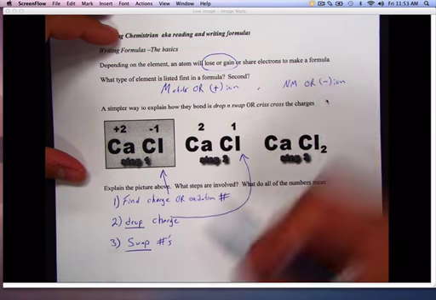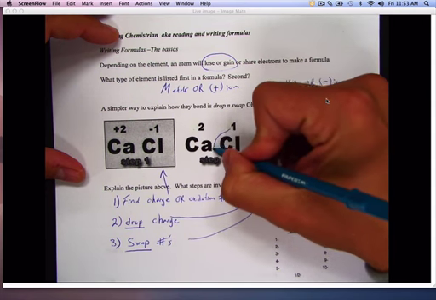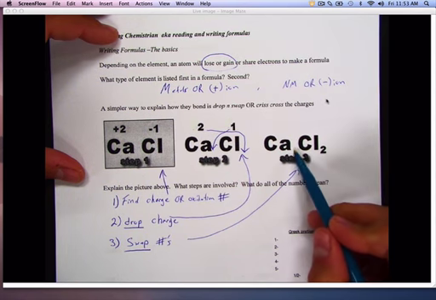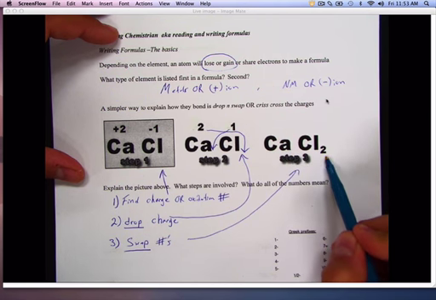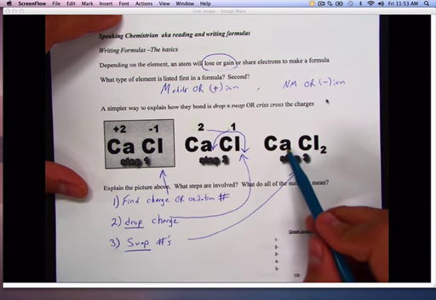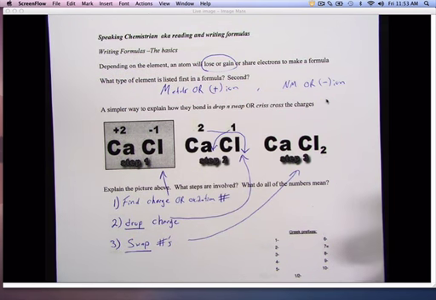So really what happened here is this 1 goes down here, and this 2 goes down here. Notice you don't have to write 1s. 1s are assumed, so you could write a 1 here. If it helps you, do it. If you don't, just realize that there is a 1 there, and the 2's out here. And that's it. There's my formula, CaCl2. 1 atom of calcium, 2 atoms of chlorine. So basically find your charges, drop and swap.